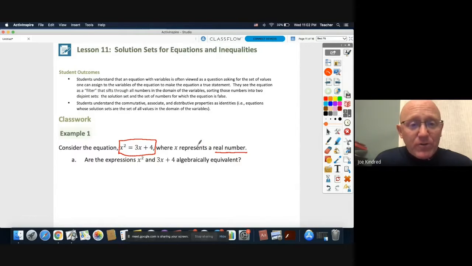Are the expressions x squared and 3x plus 4 algebraically equivalent? And the answer to that, just by looking at it, you can tell, is no. Now that doesn't mean we can't plug a number in and have it satisfy the equation, but to answer this question, just by looking at it, the answer is no.